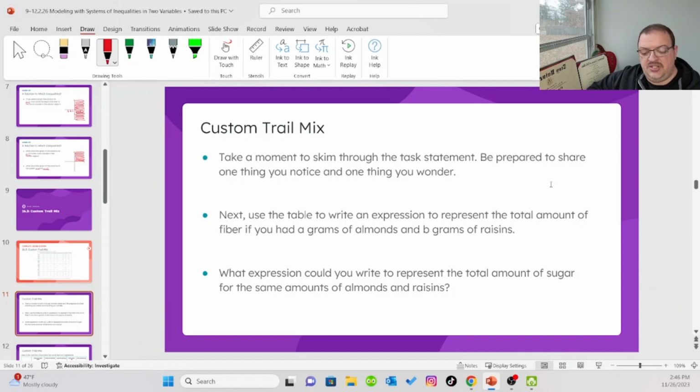Next, use the table to write an expression to represent the total amount of fiber if you had A grams of almonds and B grams of raisins. What expression could you write to represent the total amount of sugar for the same amounts of almonds and raisins?